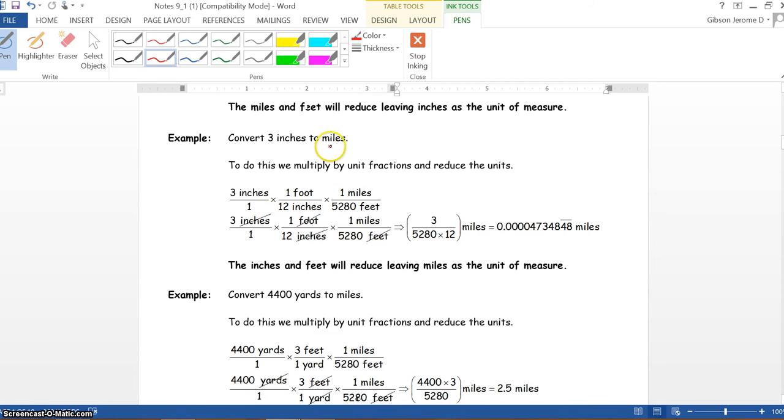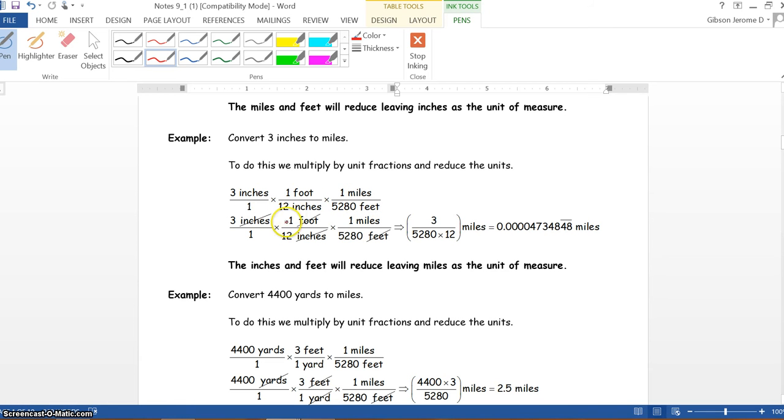Now, convert 3 inches to miles. To do this, we multiply by unit fractions and reduce the units. So we start off with inches, but we want to end up at miles. So we'll go from inches to feet. It's 12 inches and 1 foot. And then we will go from feet to miles. It's 5,280 feet and 1 mile.